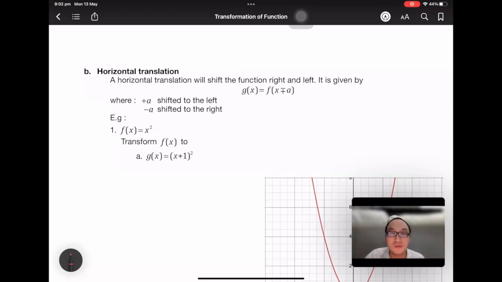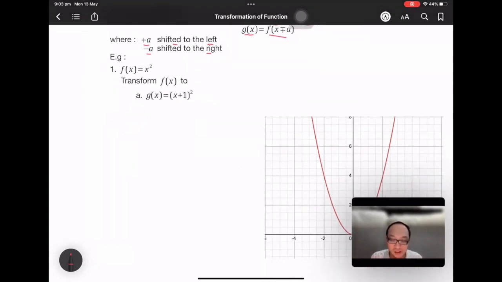Now we move on to horizontal translation. A horizontal translation will shift the function right and left horizontally. The general form of this is g(x) equals f(x plus or minus a). So in the x direction, we use the opposite sign. Positive a will be shifted to the left, while negative a will be shifted to the right. So let's see the example.